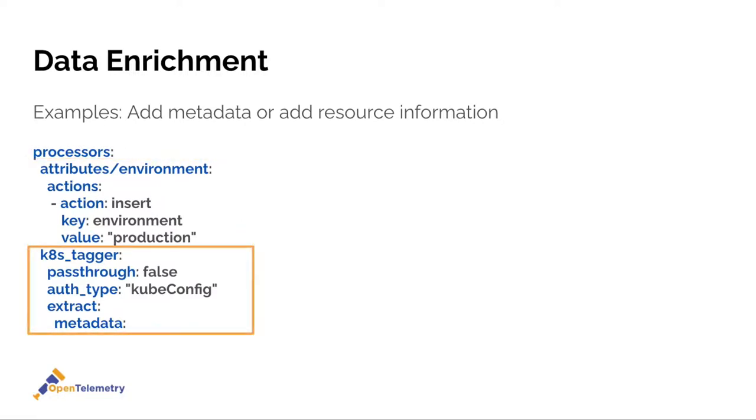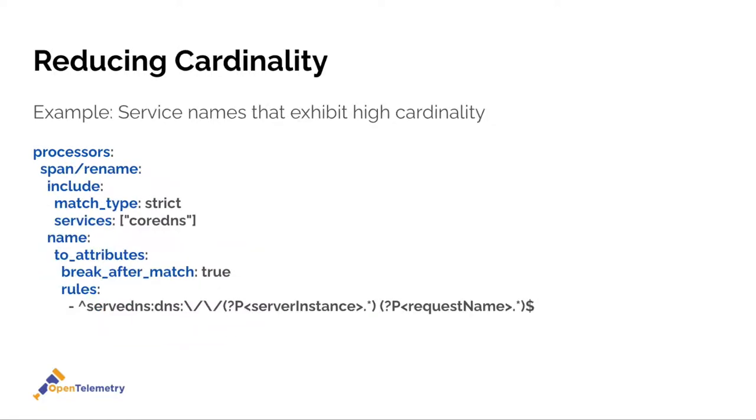In addition, we've enabled the Kubernetes tagger, which allows us to add information such as the pod, deployment, and namespace information directly from Kubernetes. This is possible when running the collector as an agent on hosts, and is something that an agent is in the best position to add, given that the application may or may not be aware of this metadata.